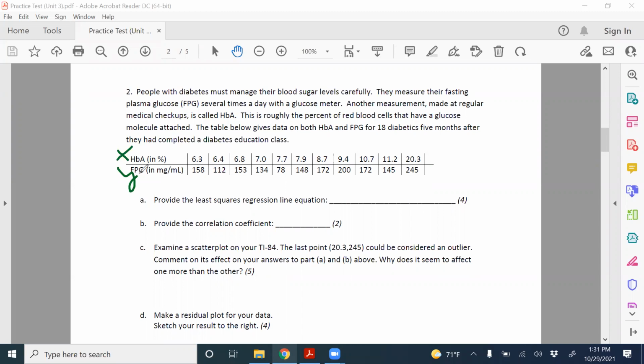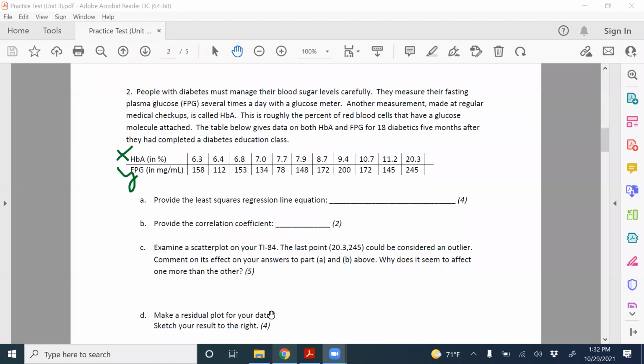If you go to Kaiser, when I go to Kaiser, they give you all these things, and I don't know what it means, but as long as it's in the reasonable level, like if my doctor doesn't email me or call me, then I'm fine, right? So anyway, they tested 18 patients 5 months after they took some class on diabetes.